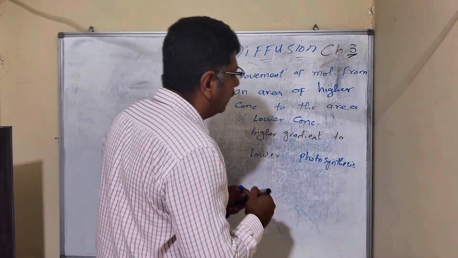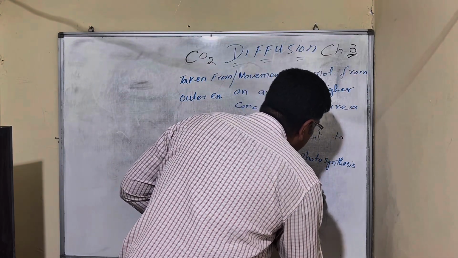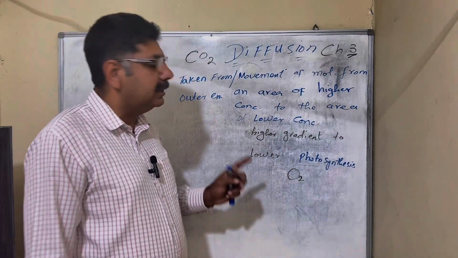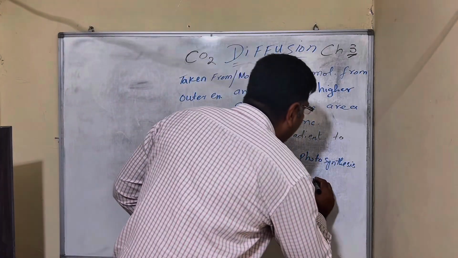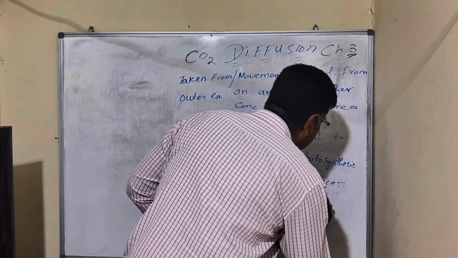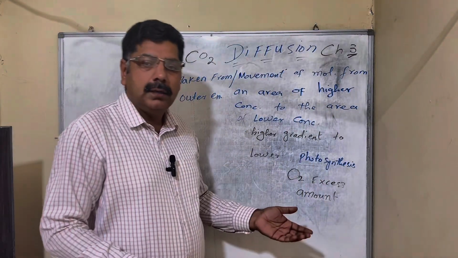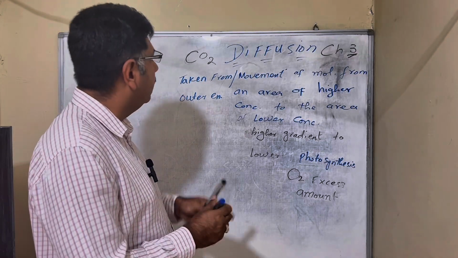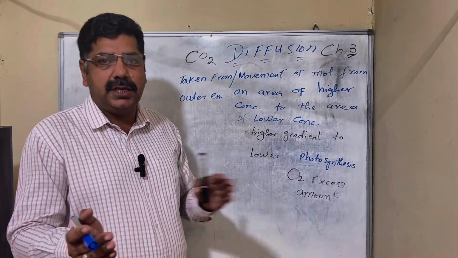And as a result of photosynthesis, oxygen will be a waste product. It is waste product for the plants. Although they are using oxygen, but it will be in excess amount. So it has to be sent out. It is the only process, diffusion, that will help both the gases to exchange each other.